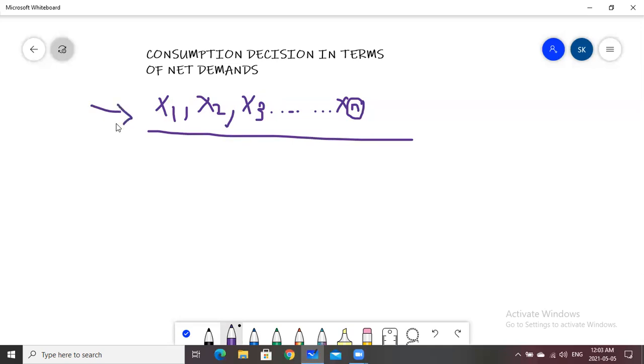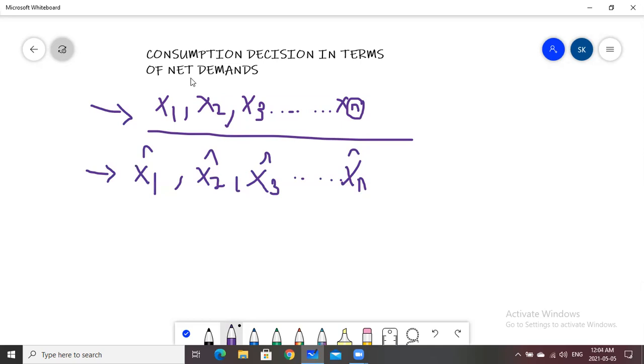Now, it is also possible to formulate the problem with consumers' net demands. We have studied the net demands in the previous lecture. What were the net demands? X1 star. Then the net demand for good 2 was x2 star. Then we had x3 star. And of course, for n number of goods, we will have xn star or hat.